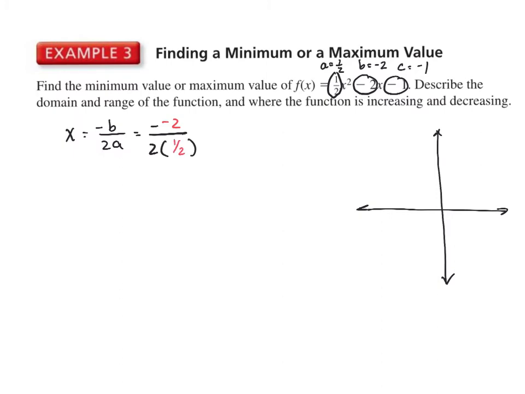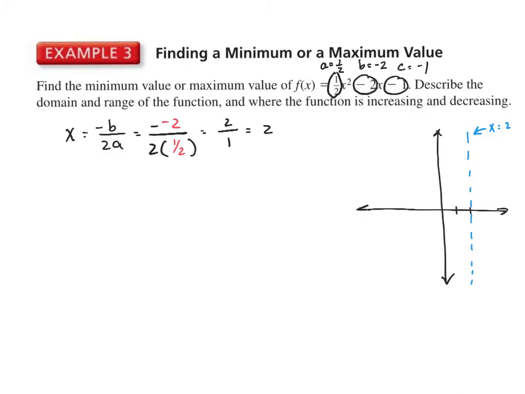Let's do a little math now. Negative, negative, that's a positive. 2 times one half is 1, so the x value is 2. And that tells me right away my vertex is going to be on this axis of symmetry. This is the line x equals 2.